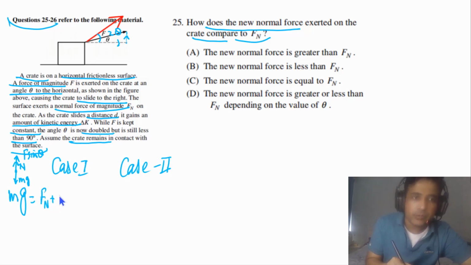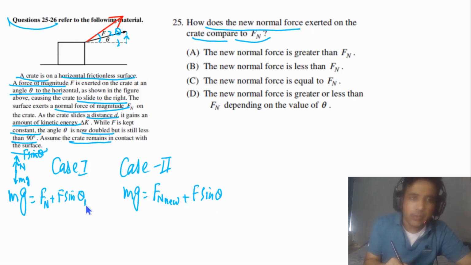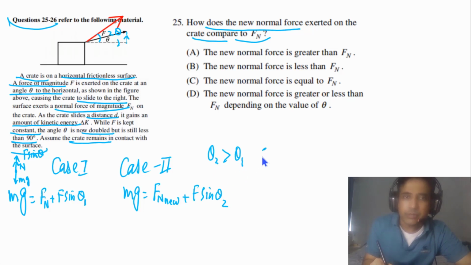So mg is equal to Fn plus F sine of theta. In the second case, also mg is equal to Fn new, so this is Fn new, plus we have F sine of theta. We can say this is theta 1 and this is theta 2. As in the question, it is given to us that theta 2 is greater than theta 1. It also means that sine of theta 2 is greater than sine of theta 1.